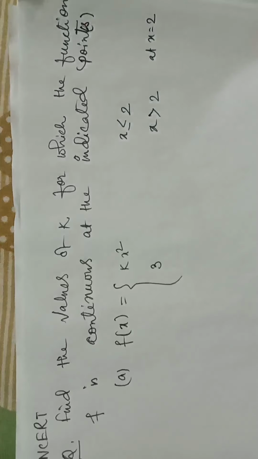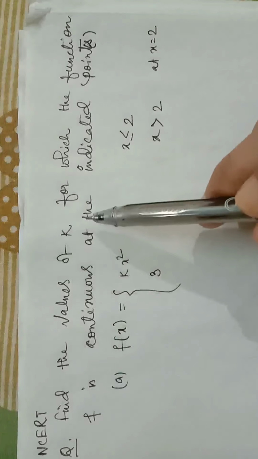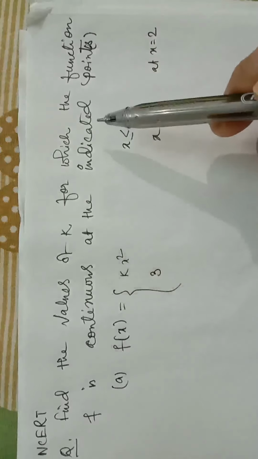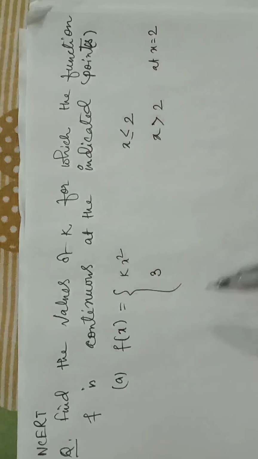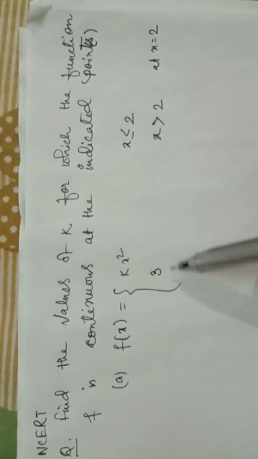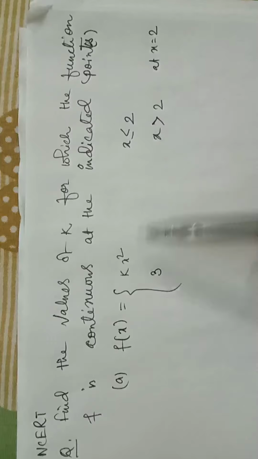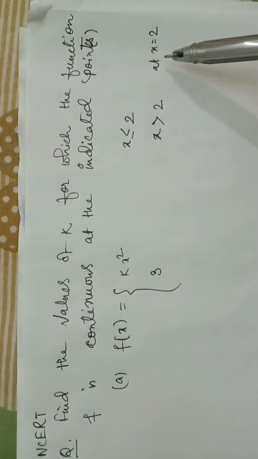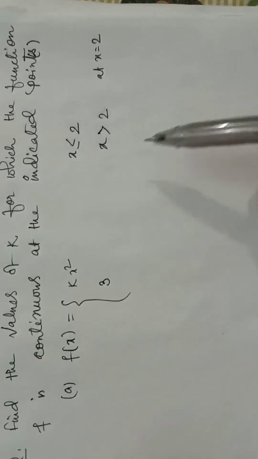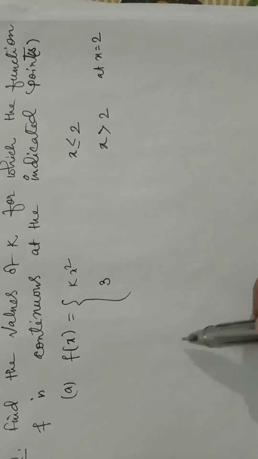This question is similar to the last question. Find the value or values of k for which the function f is continuous at the indicated point. f(x) equal to kx square if x is less than or equal to 2, 3 if x is greater than 2, at x equal to 2. That means this function f(x) is continuous at x equal to 2, to find the value of k. Again you can see the form of the function is less than, more than type. So we'll use the first form of the formula.